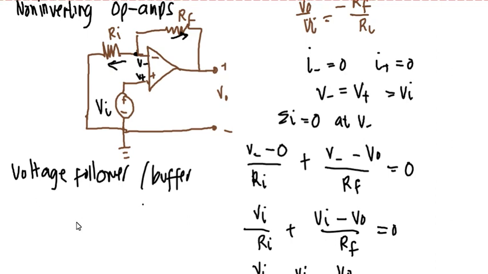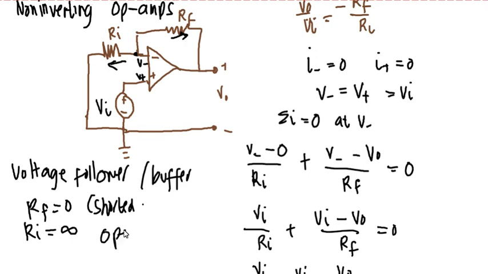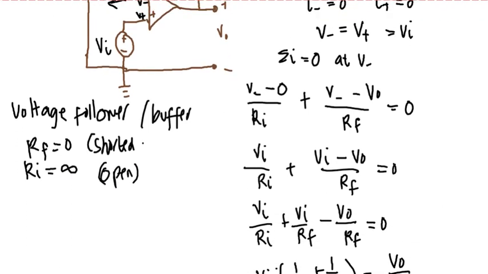For a voltage follower, your RF will be equal to 0 and your RI we consider to be infinite. If it is 0, it is shorted in your circuit. If it is infinite, it is open. So if we draw the buffer, it will look like this. So here is your op amp.